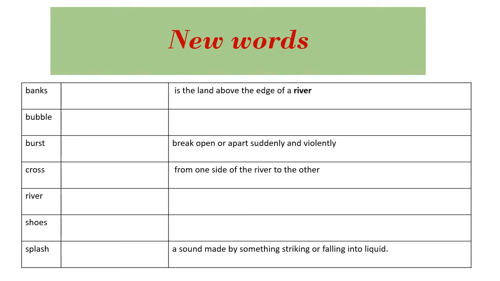Banks is the land above the edge of a river. So, the river has a bank. Whenever we go to a river, where we sit or where we stand, that is called the bank of the river. That is the edge of the river. Bubble. We've all seen bubbles, right? Many a times we make bubbles and we play with them.